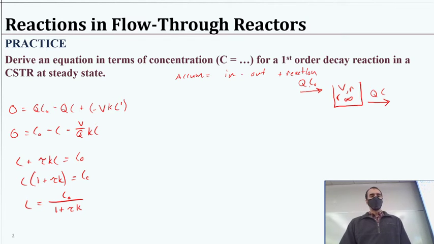So then what I do is I like to divide by Q. So each term divided by Q leaves us C naught minus C minus V over Q, which is our hydraulic residence time, times KC. Get the C's together, so it's C plus tau KC equals C naught. And then factor out the C here, and we get C times 1 plus tau K equals C naught, and then divide.